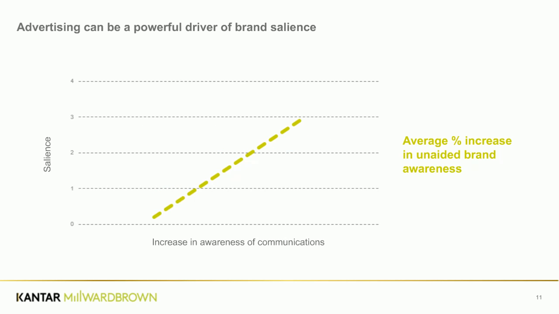So the first and most obvious thing to talk about is that we're not always in control of how salient our brand is. So as Claire said, there are lots of different things that can impact salience in the short term. You might be featured in a news story, you might be associated with a celebrity, you might have an unfortunate product recall. But the one thing that we do know has a consistent relationship with salience that we're able to control is our communications.